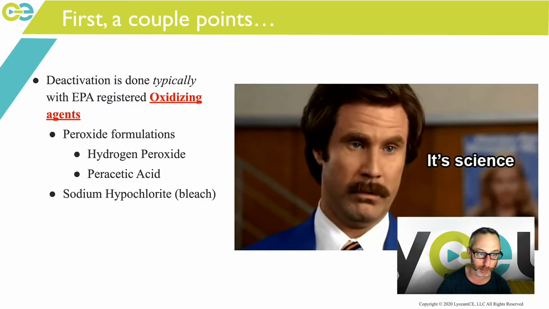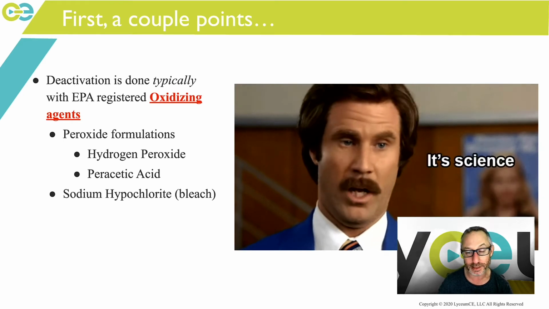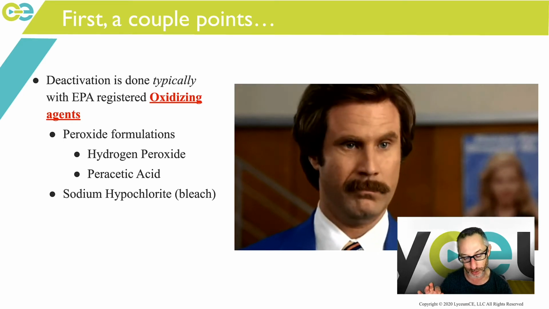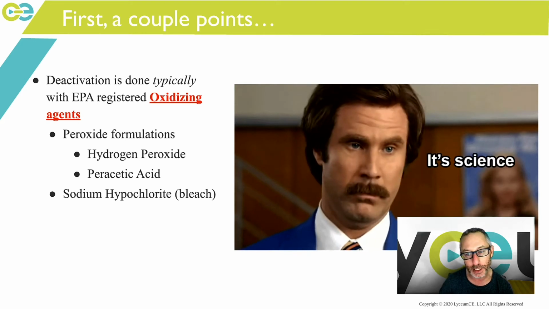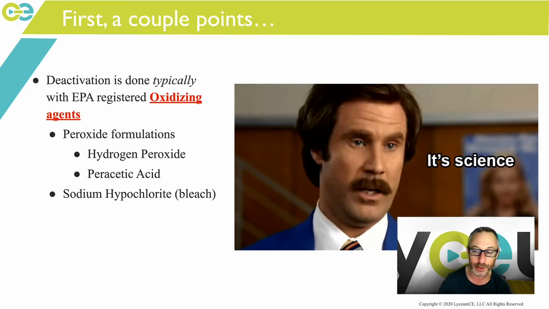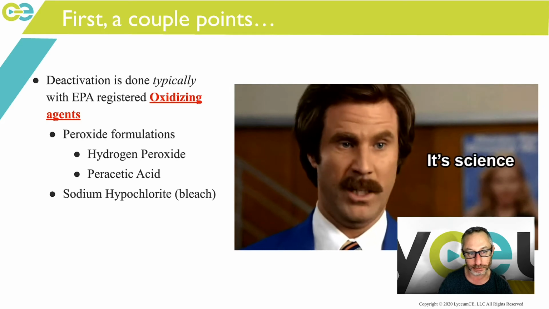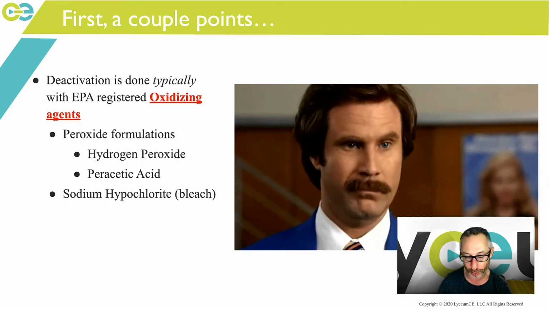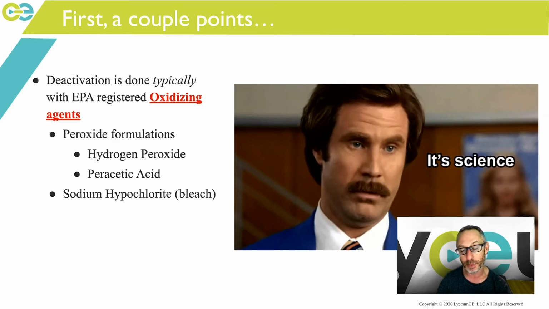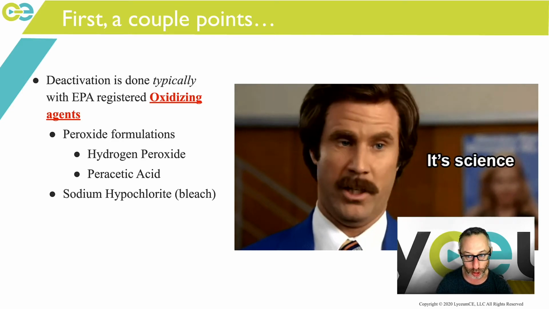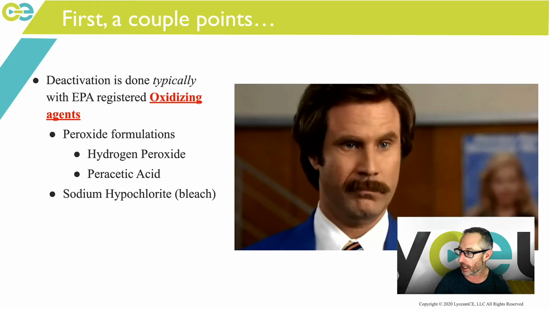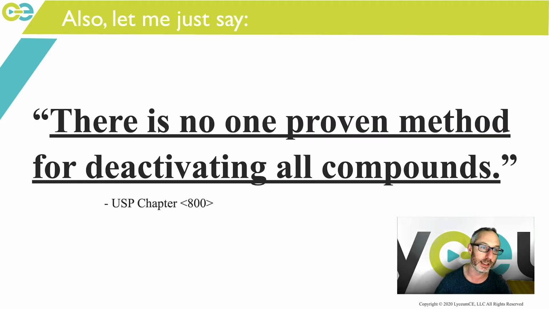So first, let's make a couple points. Deactivation is typically done with, and this is important, an EPA registered oxidizing agent. So a couple of oxidizing agents, for example, peroxide formulations like hydrogen peroxide, peracetic acid, sodium hypochlorite, also known as bleach. And let me just say one other thing, that there is no one proven method for deactivating all compounds. And that's right in USP Chapter 800.